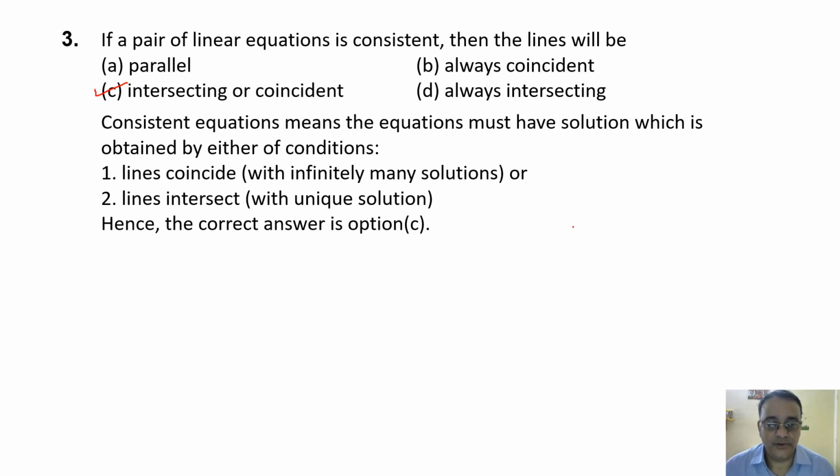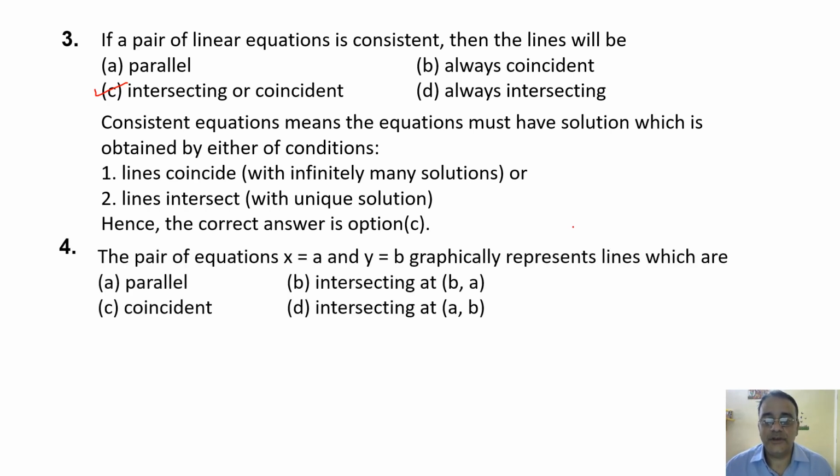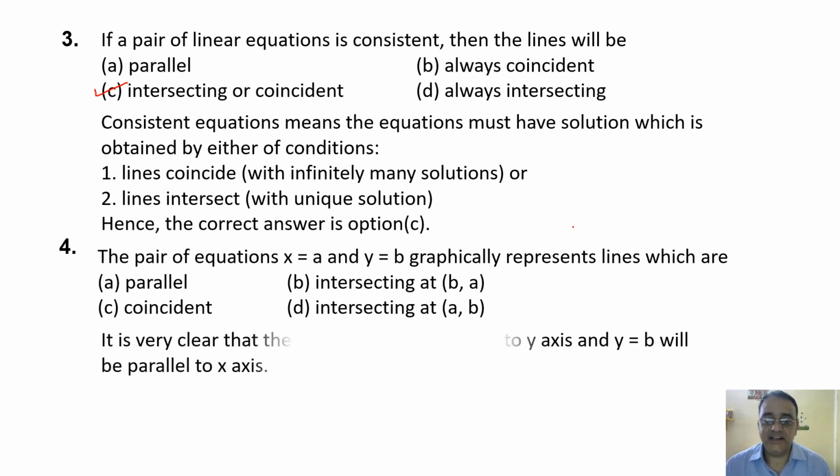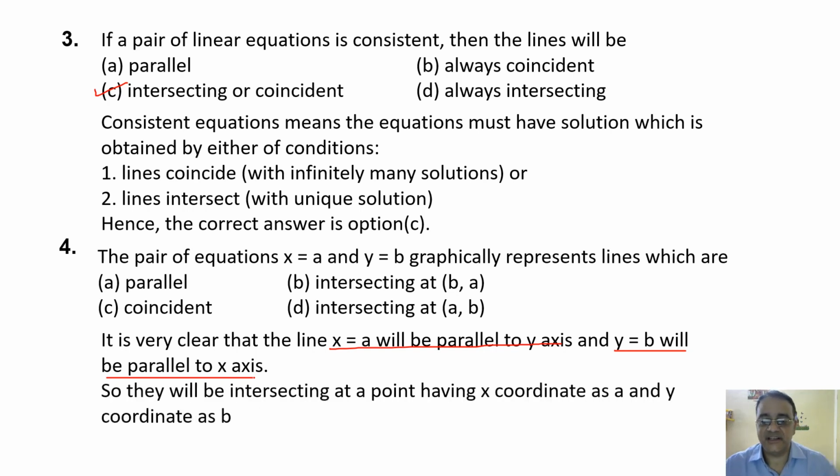So now we'll move towards question number 4. The pair of equations x is equals to a and y is equals to b graphically represents lines which are: first parallel, intersecting at (b, a), coincident, and intersecting at (a, b). So it is very clear that the line x is equals to a is parallel to the y axis and y is equals to b is parallel to the x axis. Okay, so both will be intersecting because one is parallel to the y axis and one is parallel to the x axis.